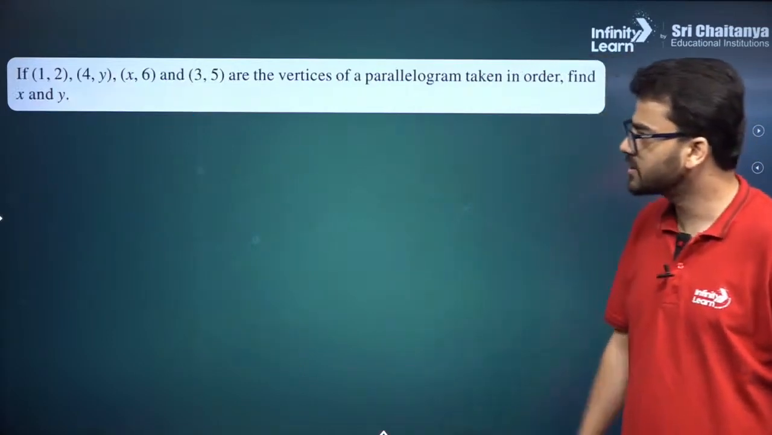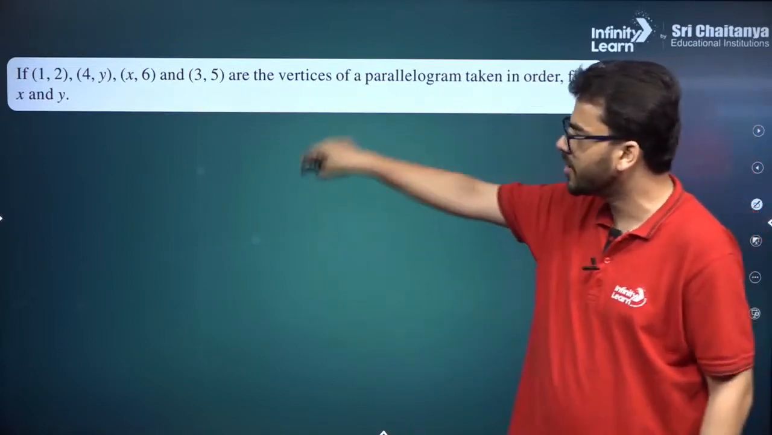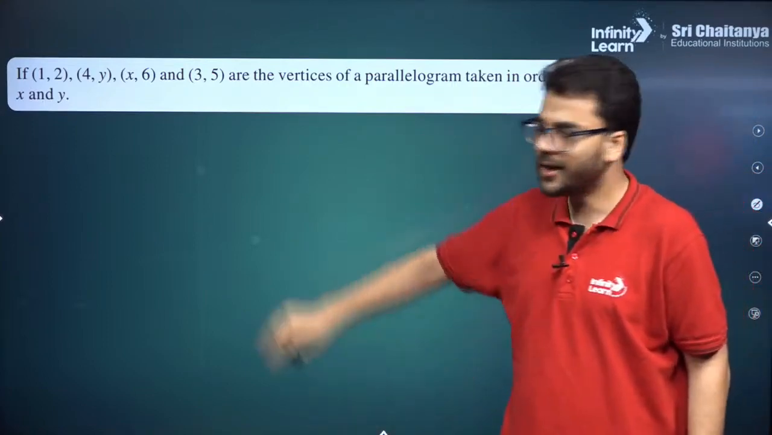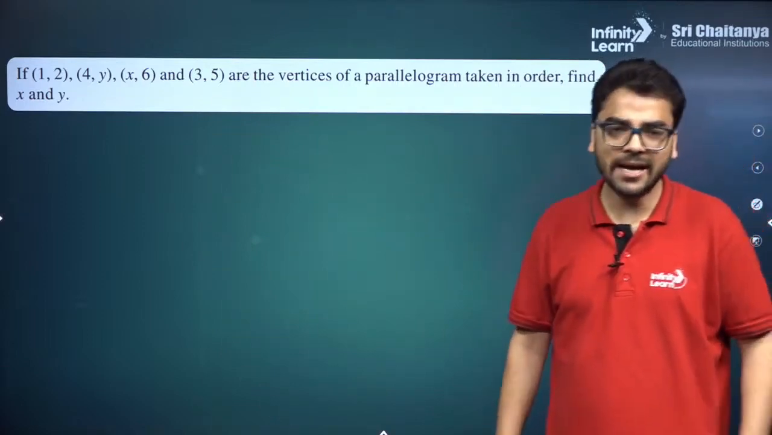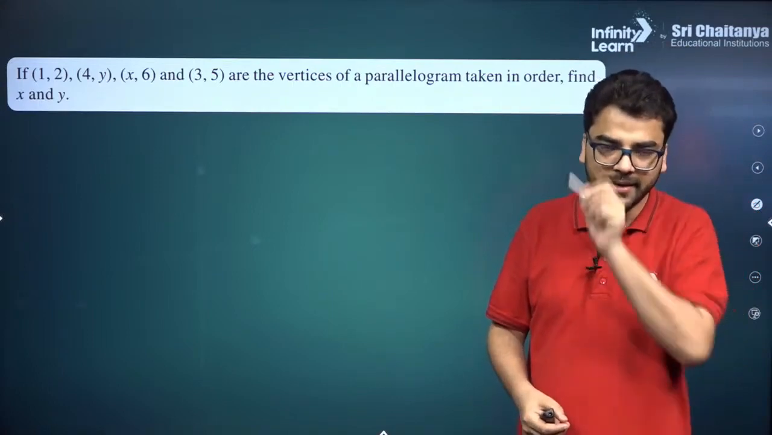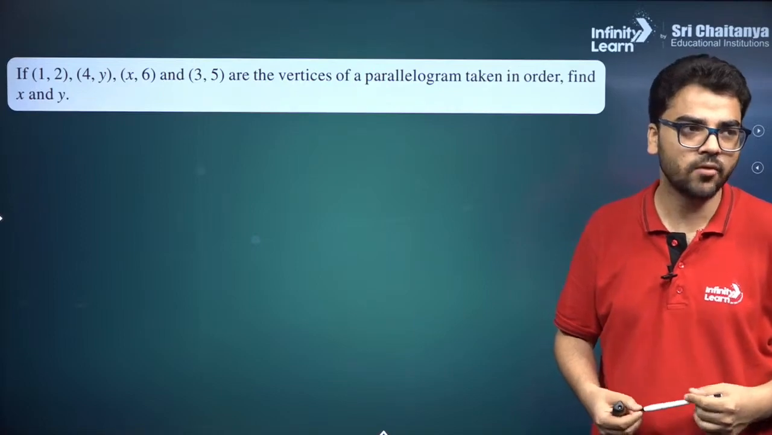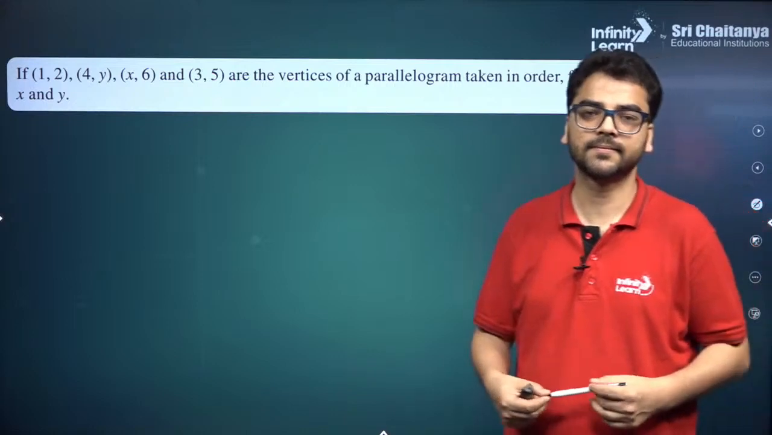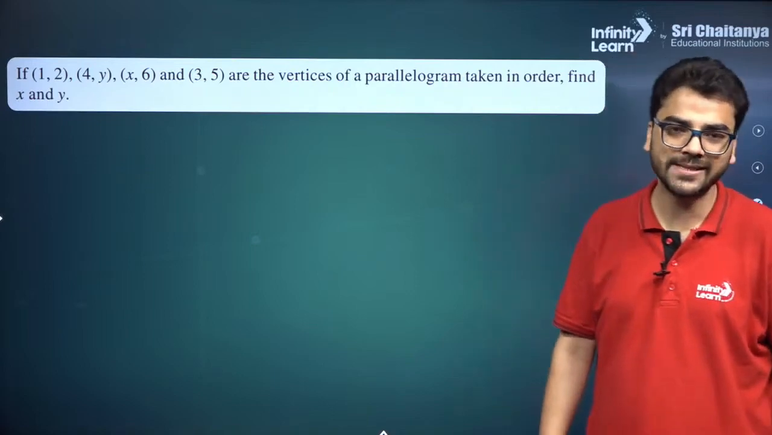Okay, so can you try doing this question, guys? If 1 comma 2, 4 comma y, x comma 6 and 3 comma 5 are the vertices of a parallelogram taken in order, can you find the values of x and y? These are the coordinates of the 4 vertices of a parallelogram taken in order. It means A, B, C, D. So can you find the values of x and y over here? Try doing this one, guys. One of the important questions it is.